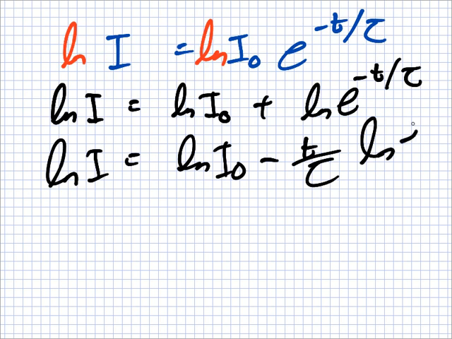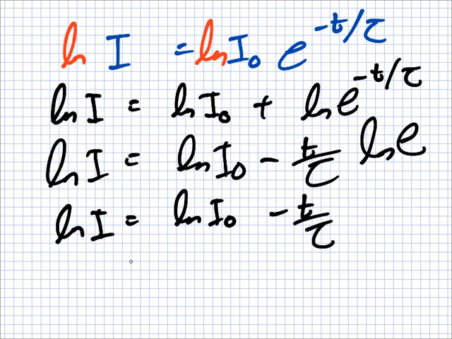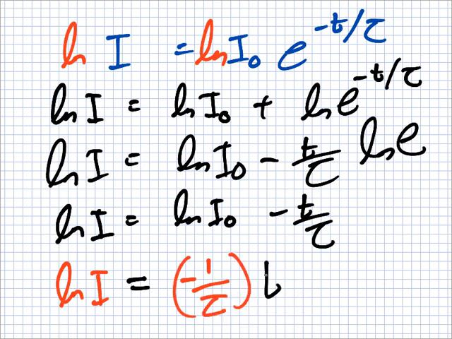Now, who knows what log of e is? Natural log of e. 1. So now I get log I equals log I0 minus t over tau, which I'm going to write like this: log I equals minus 1 over tau times t plus log I0.